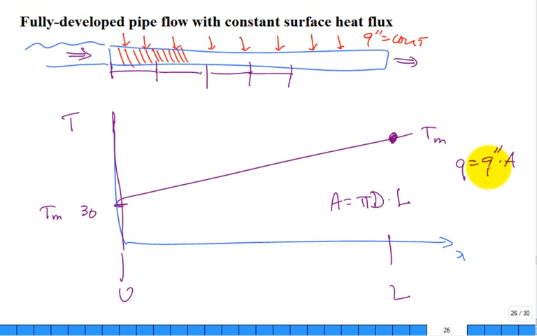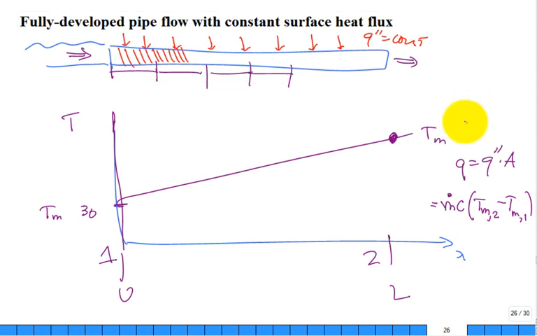What's it going to affect? It's going to raise that mean temperature. It's going to be the mass flow rate of the fluid in the pipe, the specific heat, and then the change in the mean temperature, the Tm at the exit minus the Tm at the inlet. Call this state 1 inlet, state 2 exit. That's equal to, put the A up here, pi d L, that's q. Make sense?